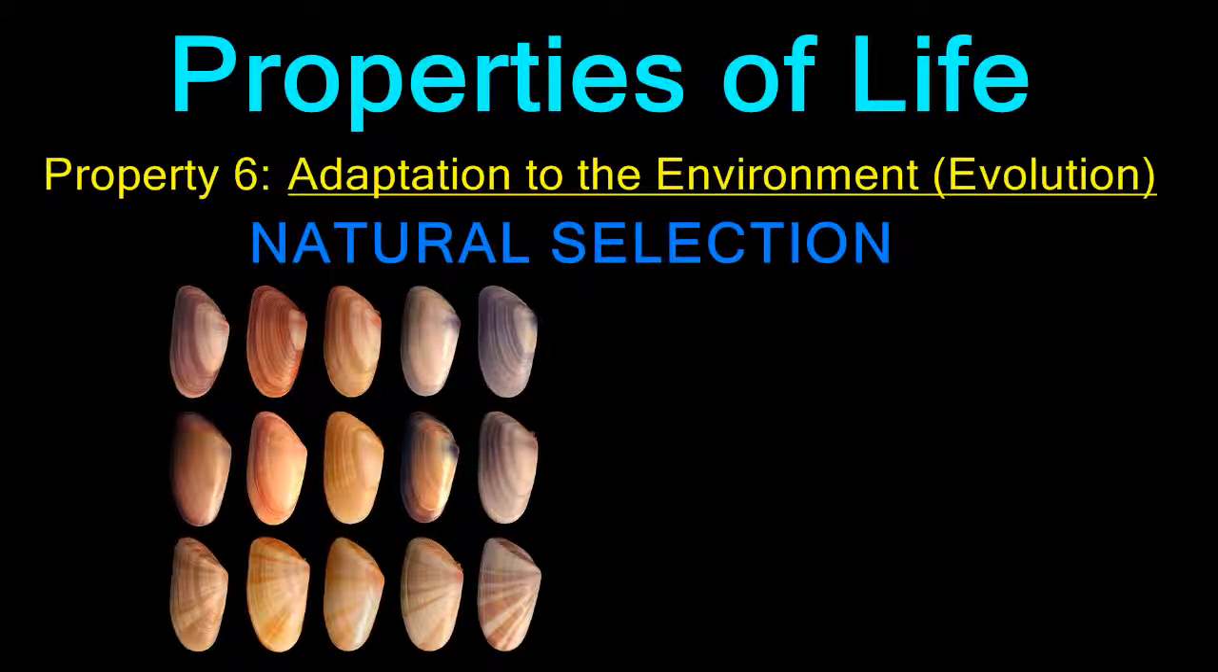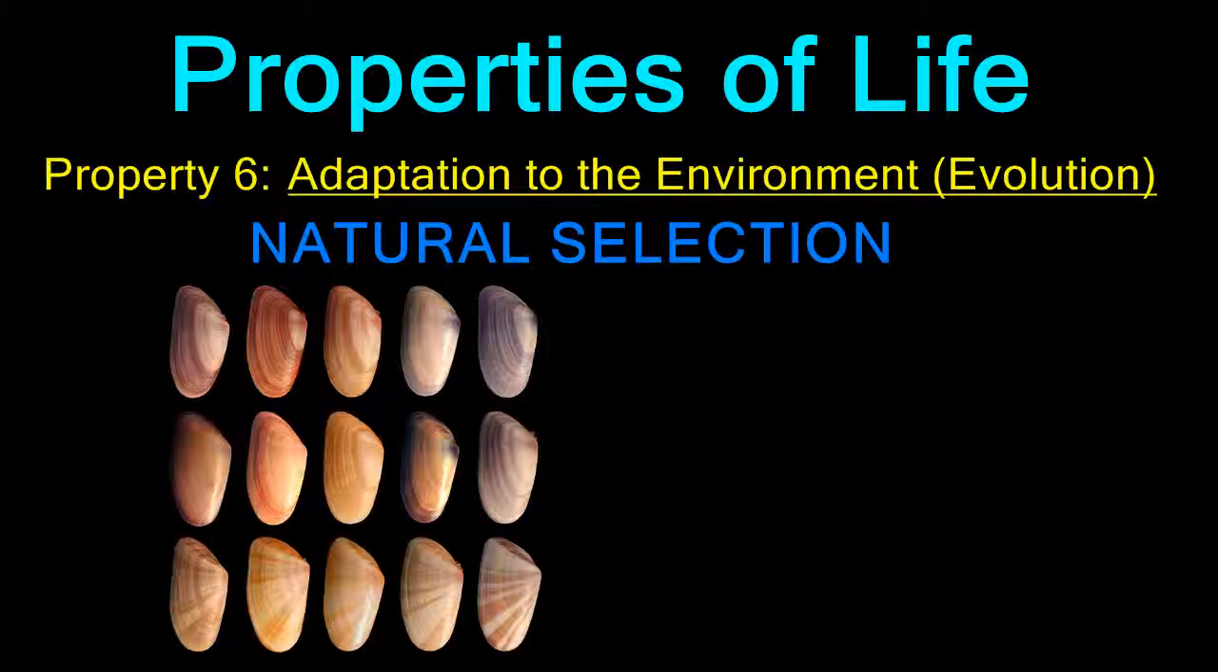Adaptation by natural selection means that if a characteristic is favorable, it will help the organism to survive better, live longer, have more offspring. And that means that favorable characteristic will become more common in the population as a whole.